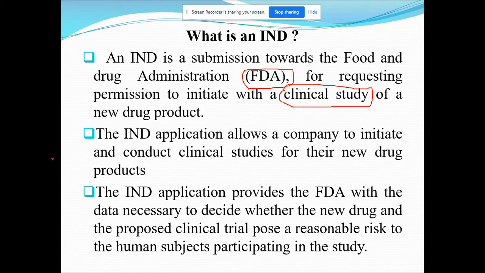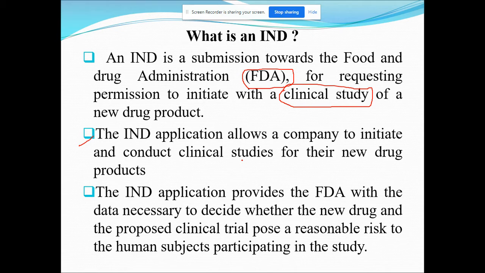Now, second point: the IND application allows a company to initiate and conduct clinical studies for their new drug product. Students, if you have the approval of IND from the FDA, जर FDA ने तुमच्या IND applicationला approval दिलं असेल, then you can start your clinical studies in concern of the new drug. जर तुम्हाला परमिशन भेटली, तुमचा IND ऍप्लिकेशन अप्रूव्ह झाला, तर अप्रूव्ह झाल्यानंतर तुम्ही तुमच्या कंपनीत क्लिनिकल स्टडी स्टार्ट करू शकता, इन कन्सर्न ऑफ न्यू ड्रग प्रोडक्ट.